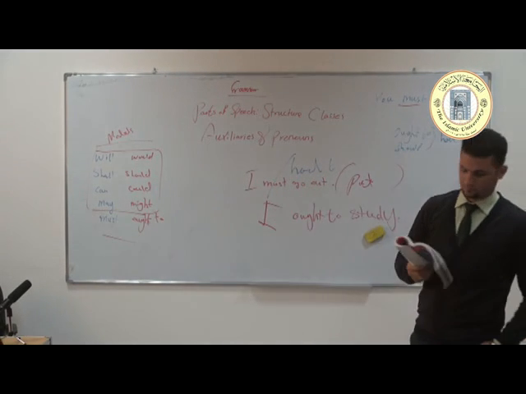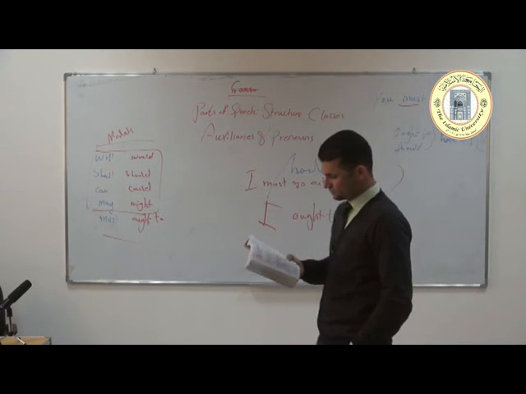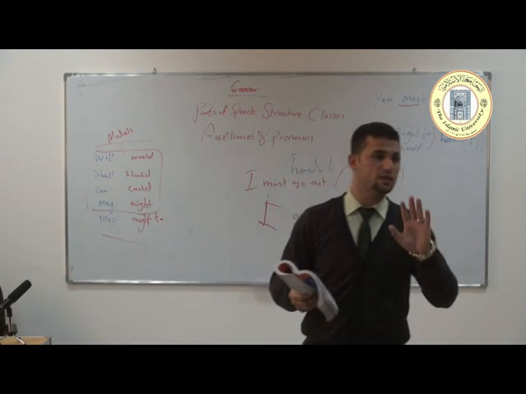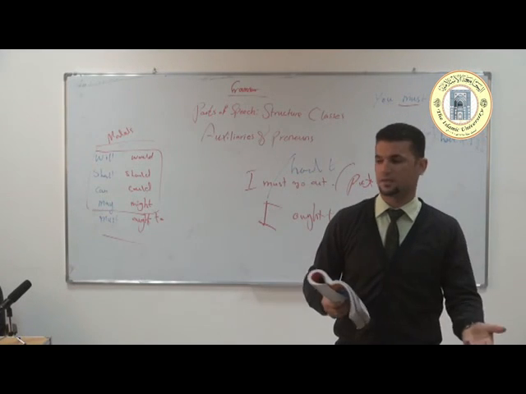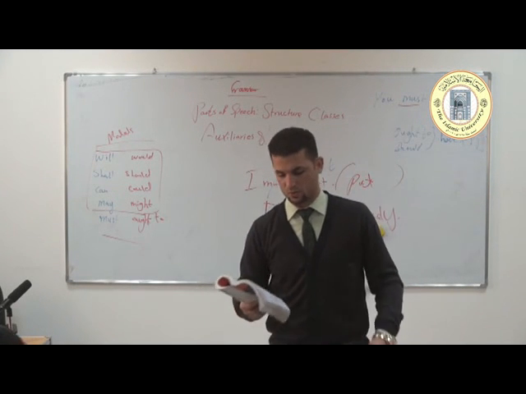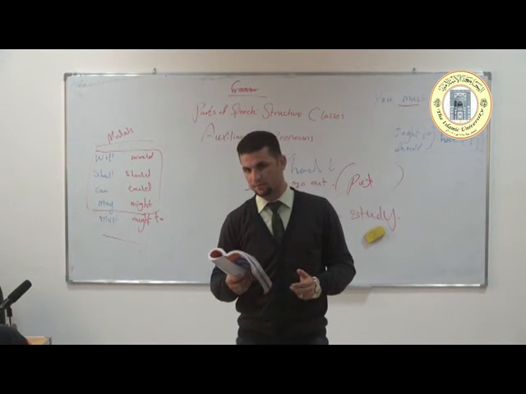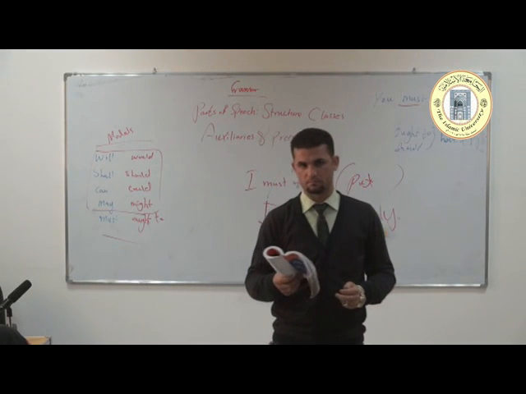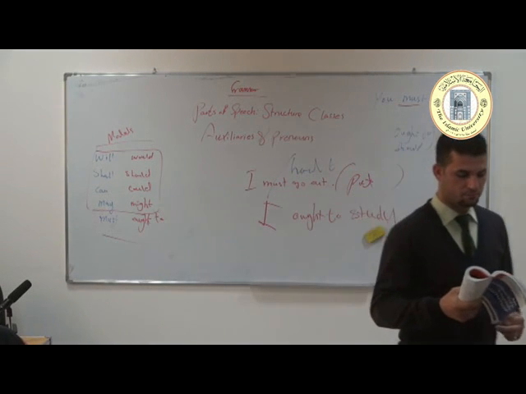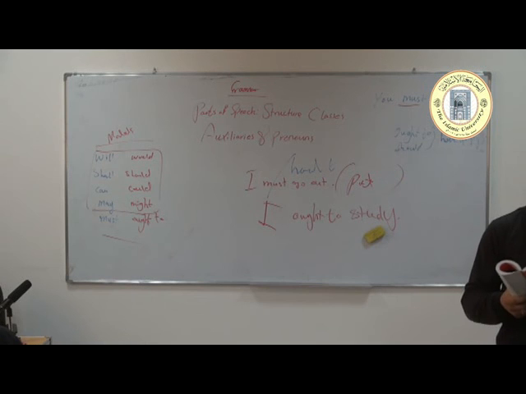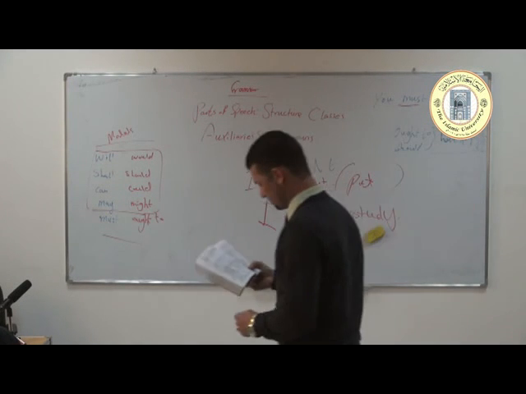The negative of ought to is expressed by ought not to or hadn't ought to or should not. This is one. You can use phrase structures to make negation. You can use ought not to. Yes, Ali? Yeah. Ought not to, or hadn't ought to, or should not do.